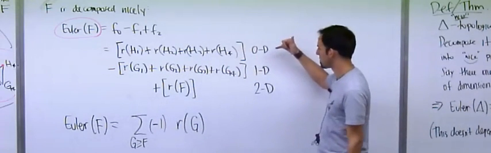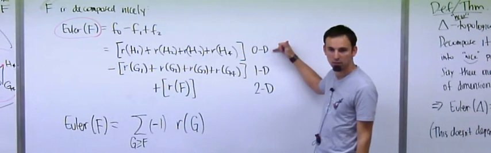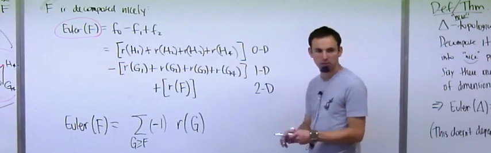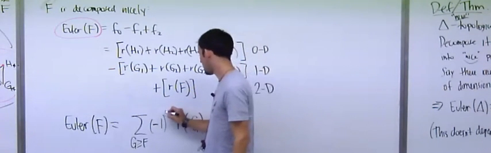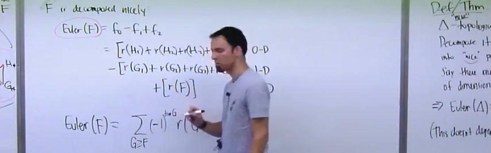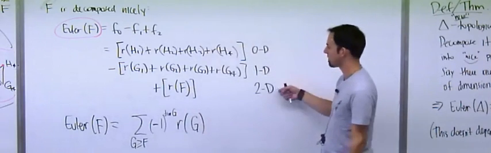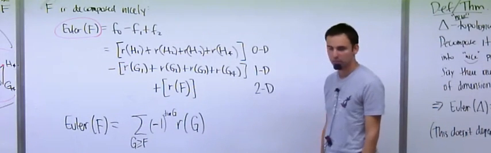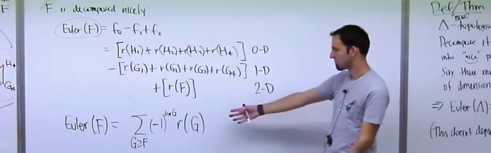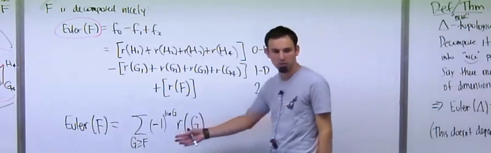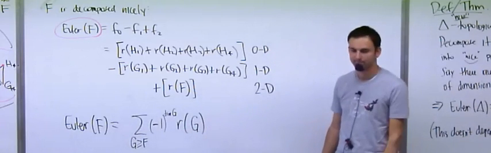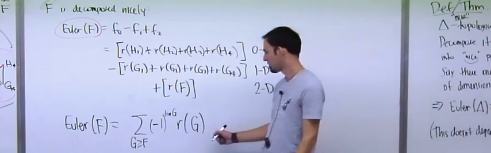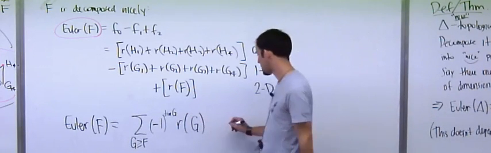Well, for the 0-dimensional flats, it's 1. For the 1-dimensional flats, it's negative 1. For the 2-dimensional flats, it's 1, and so on. So it's just minus 1 to the dimension of G. If the dimension is even, you get pluses. If the dimension is odd, you get minuses. So this is really just the definition of the Euler characteristic of F. Okay? And it just calls for Mobius inversion.